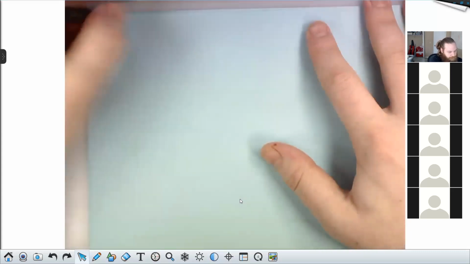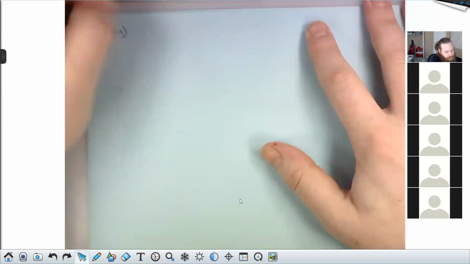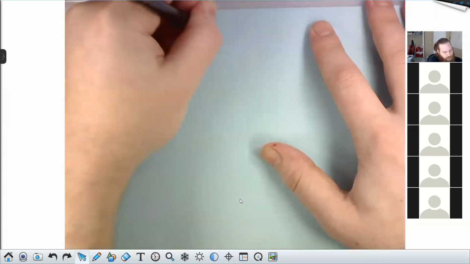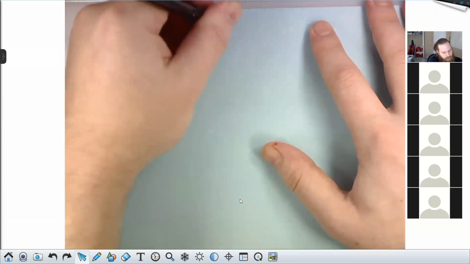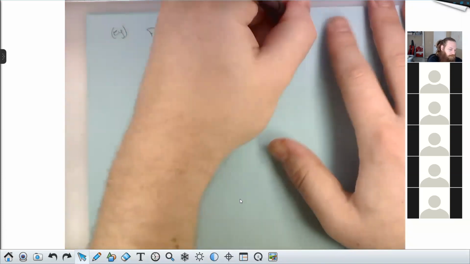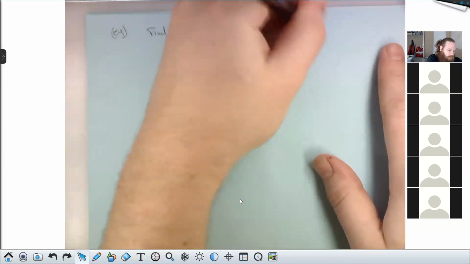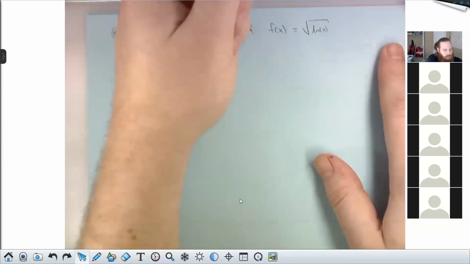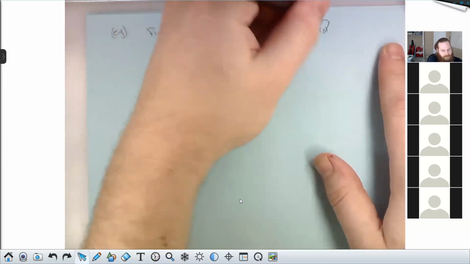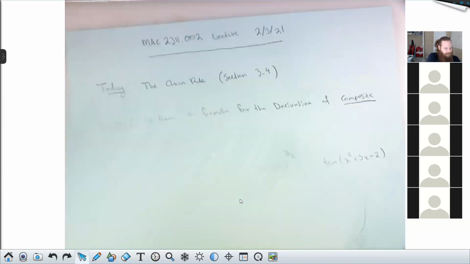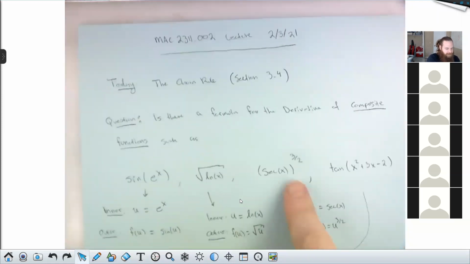So let's find the derivative of f of x equals square root ln x. Oh wait, we don't know how to differentiate ln x yet. Hang on. We're going to have to skip over this one for now. Sorry. Let's do this one.